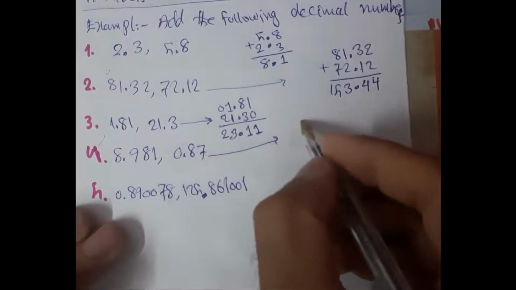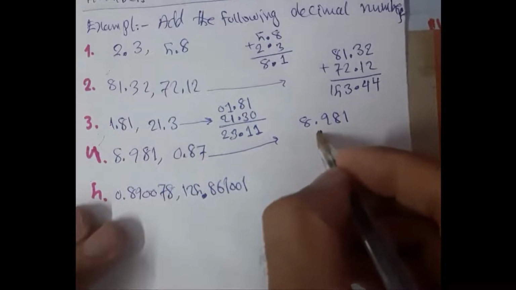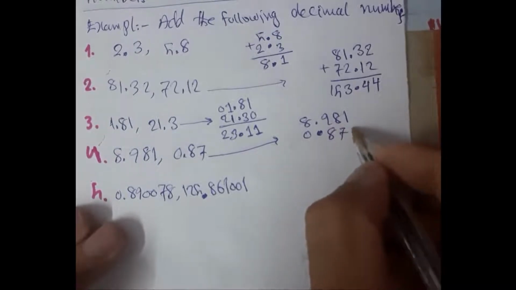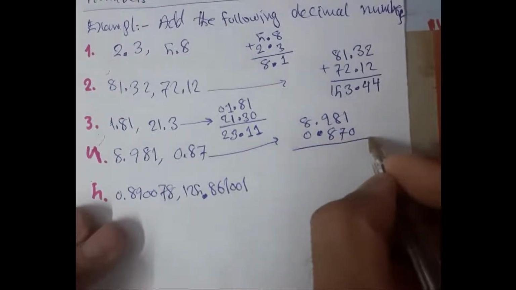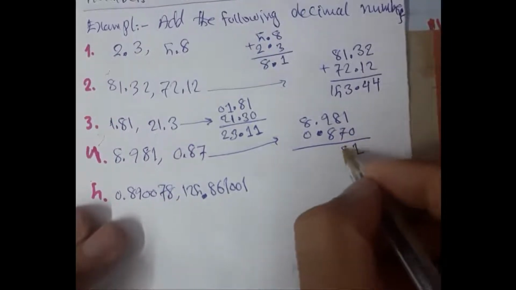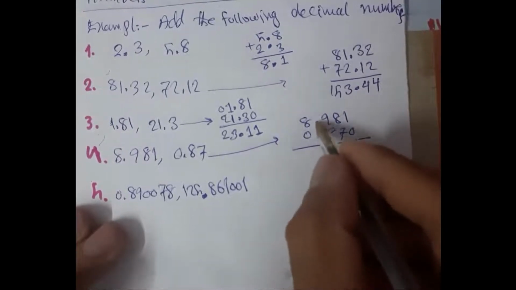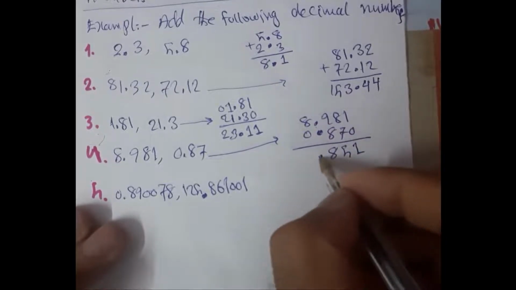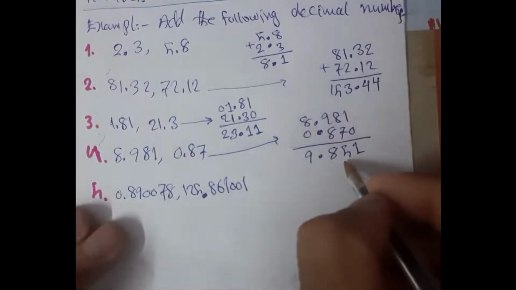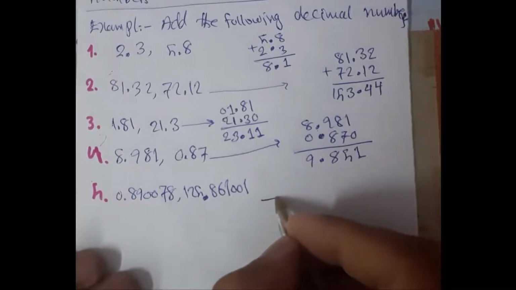This question: 8.981 and 0.87. We don't have anything under 1, we can write 0. 0 plus 1, 1. 8 plus 7, 15. We have 1. 1 plus 9, 10. 10 plus 8, 18. We have 1. And the decimal point we can write here. 1 plus 8, 9. 9 plus 0, 9. 9.851.